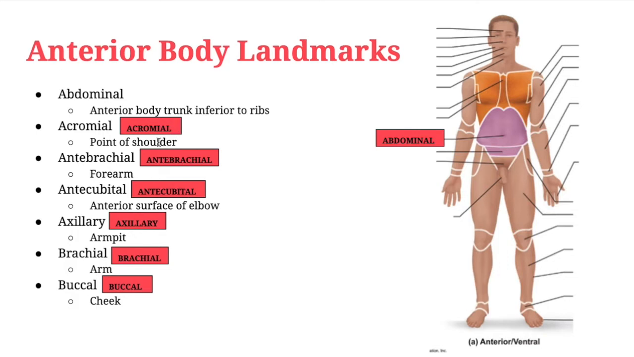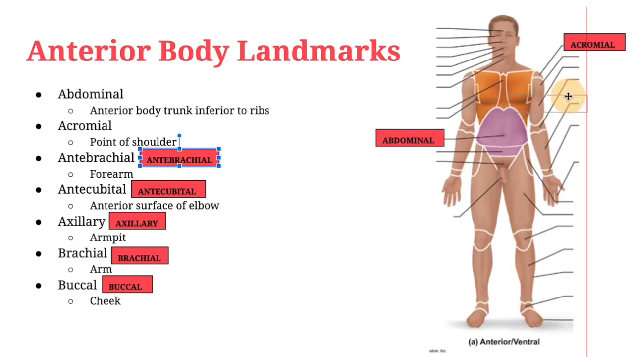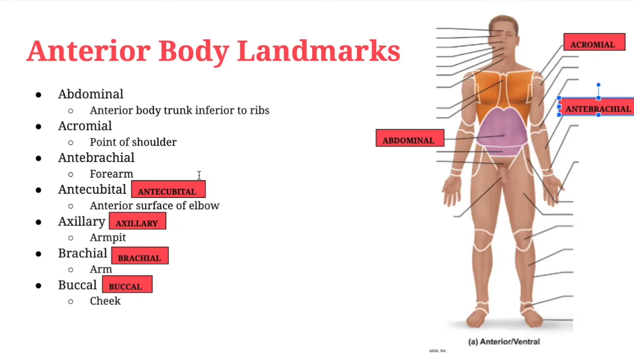Acromial is the point of the shoulder. So if we look at both shoulders, the point of the shoulder would be up here. If we drag acromial to that top line, that will label that for us. Next we have antebrachial. Antebrachial means your forearm, so between your elbow and your wrist. We have a line right here pointing to that for us, so we drag that label over there.